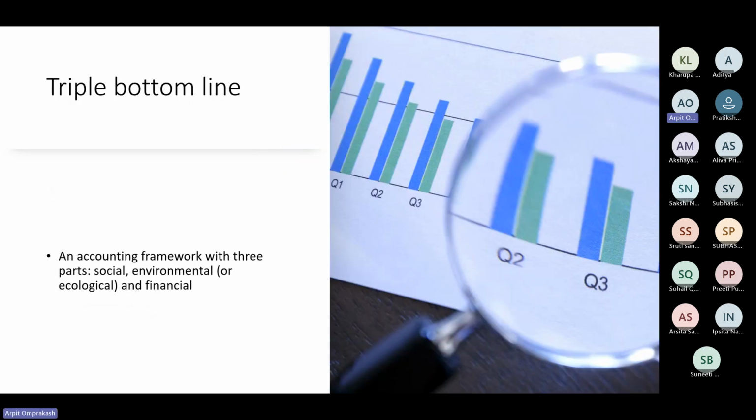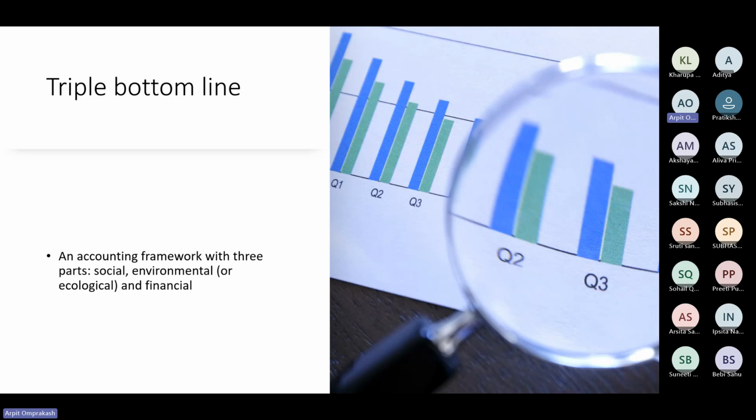Based on these three pillars, there's something called the triple bottom line, which is basically an accounting framework with three parts. Generally, when you are calculating the value of a company, you look at the financial aspect, whether they're getting some loss, whether they're getting some profit, and all that. But this triple bottom line approach has three parts which are used for the accounting.